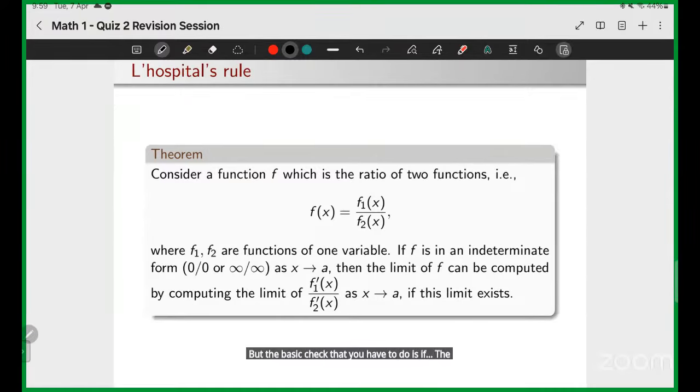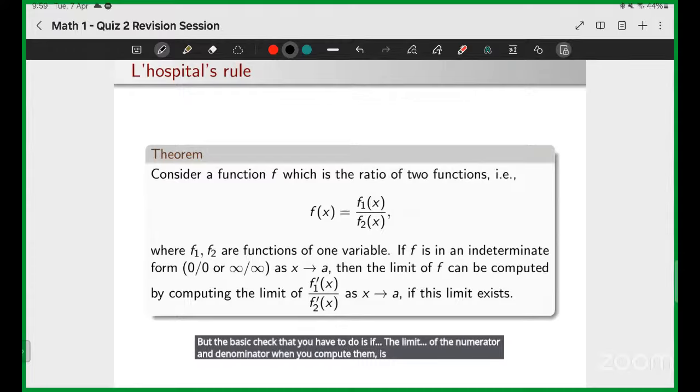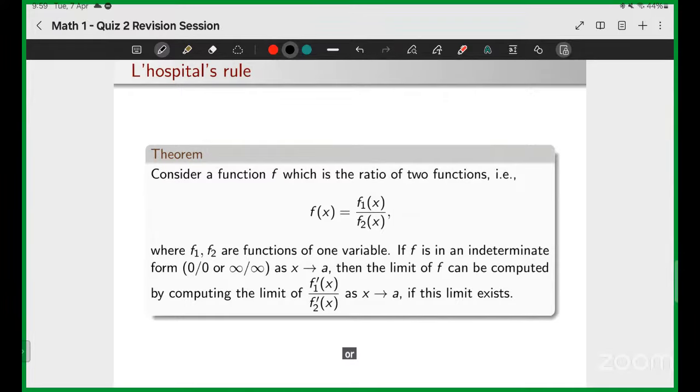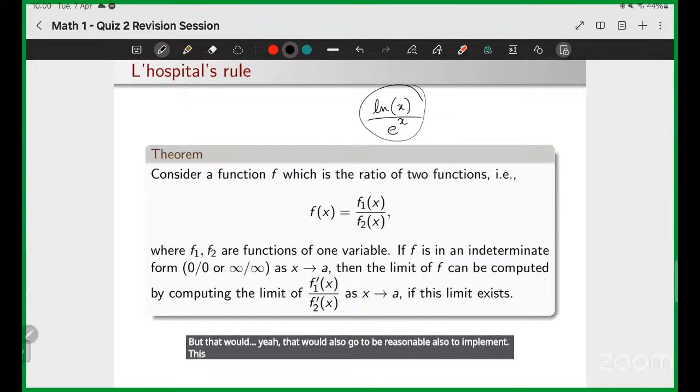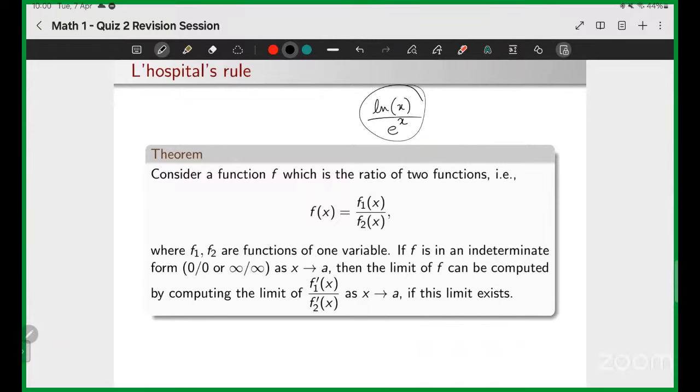But the basic check that you have to do is if the limit of the numerator and denominator, when you compute them, is it in the form 0 by 0 or infinity by infinity? Something like log x would go to infinity, and something else that would go to infinity. Let's just say e to the x. But that would also go to infinity. This would also go to infinity. This is okay. But this you can't solve.